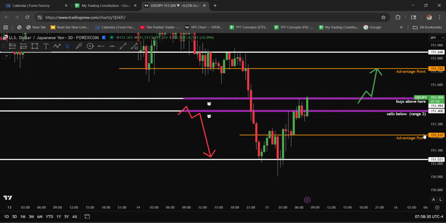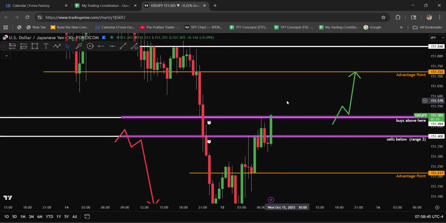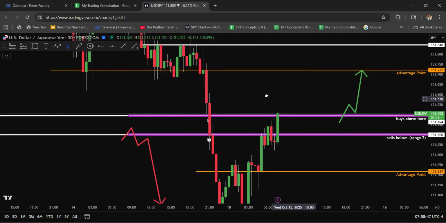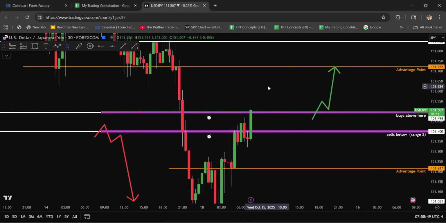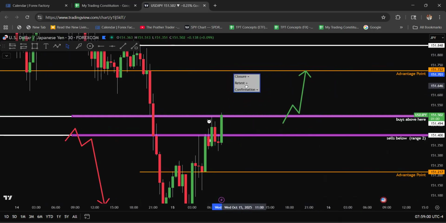Okay, UJ. Got about 1 minute for that candle to close. Let me go ahead and show you guys what I'm waiting for here. Pretty much a closure, a retest, and confirmation. The confirmation is a break of the previous candle high.